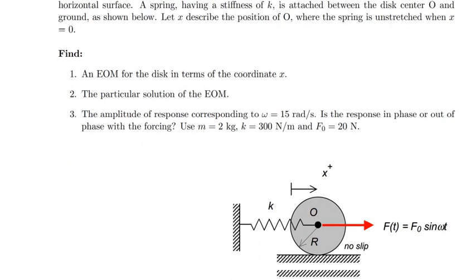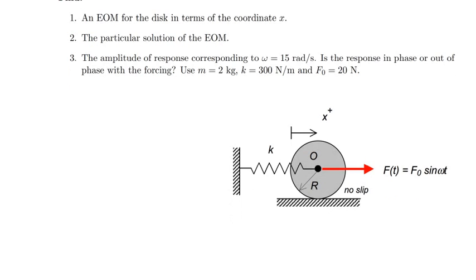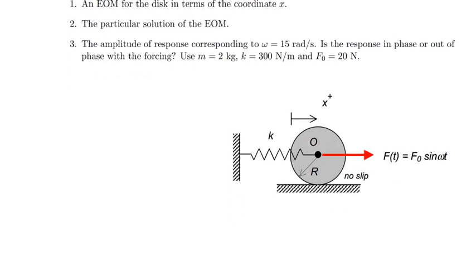In this problem, we're asked to find an equation of motion for the disk in terms of the coordinate x, to find the particular solution of the equation of motion, and also to determine what the amplitude of the response is given a certain excitation frequency, and determine whether this response is in phase or out of phase with the forcing. So in this regard, what I'll do is I'll start by drawing a free body diagram for this system.